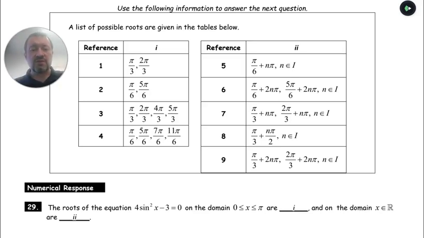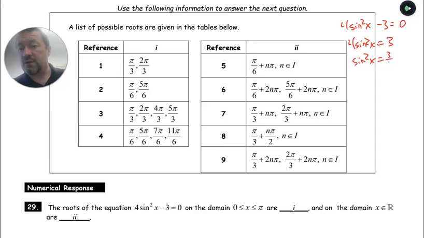It says the roots of the equation 4 sine squared x minus 3 equals 0 on the domain 0 to 2 pi are blank, and then on the domain x is an element of the reals are what? Okay, so we've got to take a look at this. 4 sine squared of x minus 3 is equal to 0. So 4 sine squared of x is equal to 3. Sine squared of x is equal to 3/4.